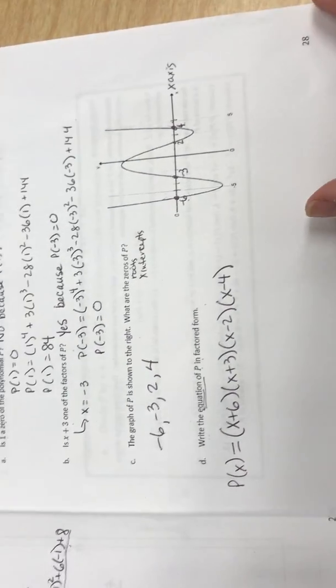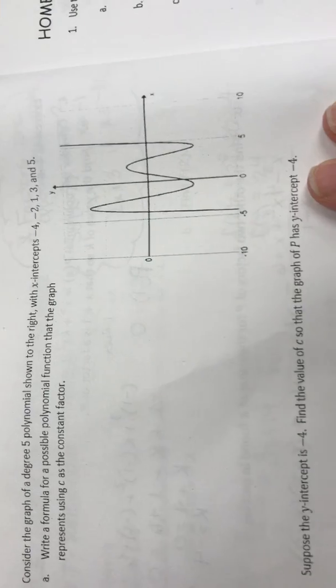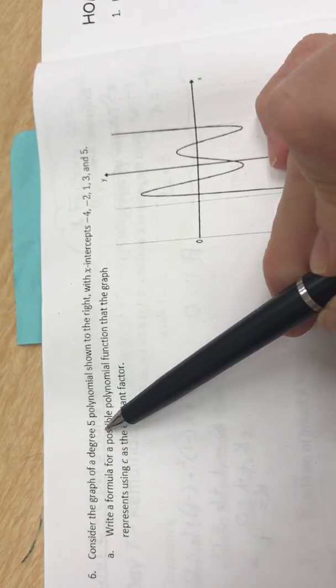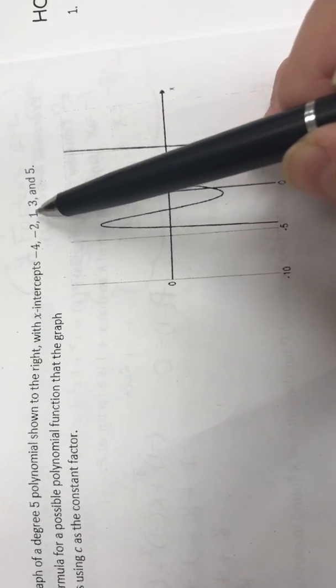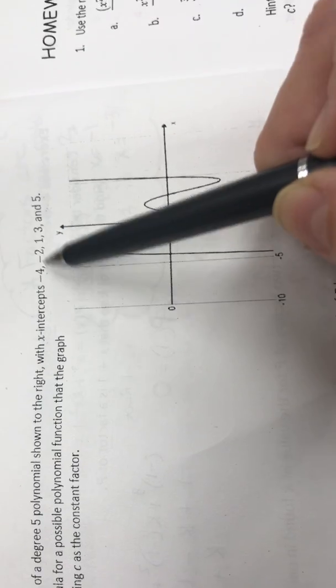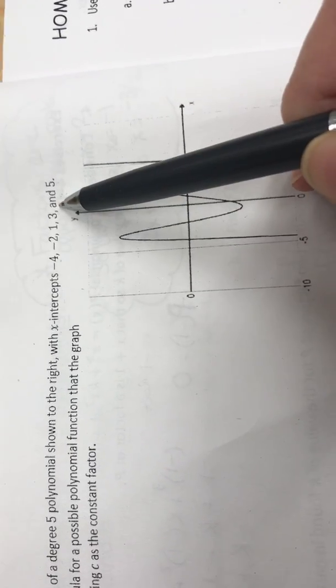Straightforward. We know our roots are always opposite our factors. Okay? Let's move to the last problem. The last problem, very similar. They're telling you the degree is 5, and notice we have 5 roots. So if they're telling me their x-intercepts are these 5 numbers, remember x-intercepts are roots.